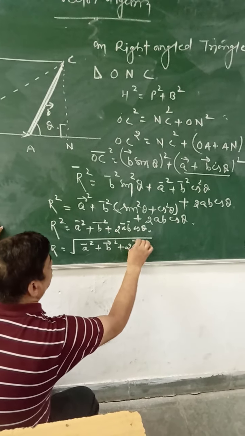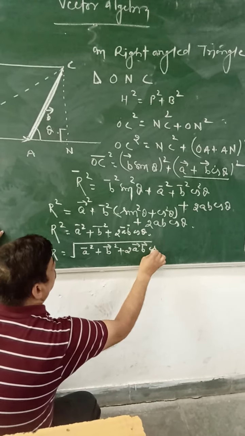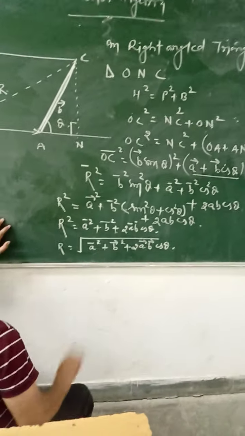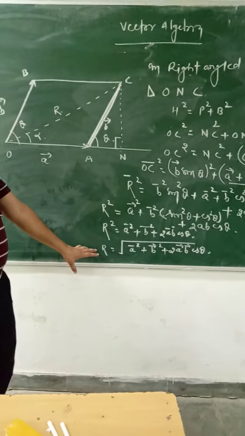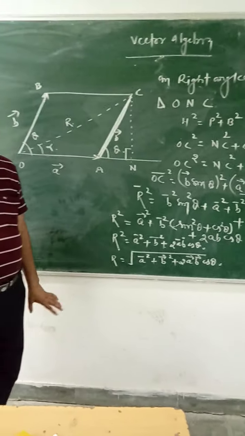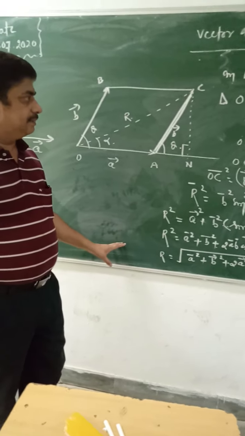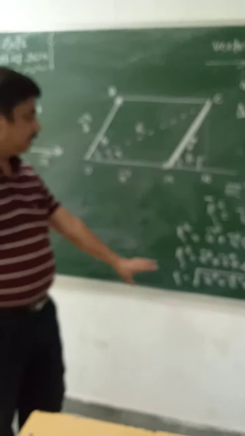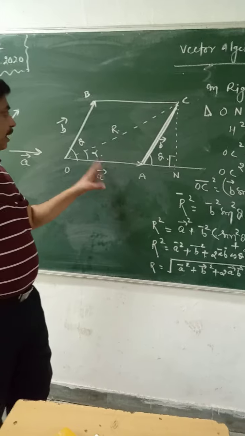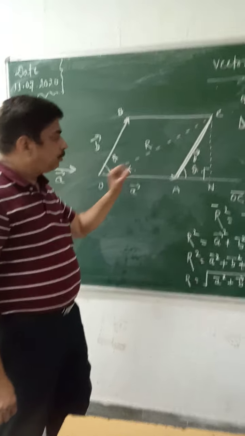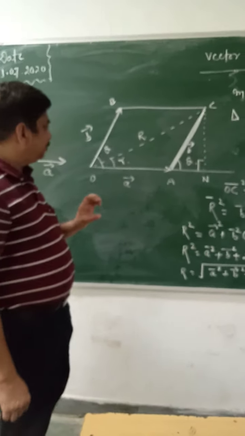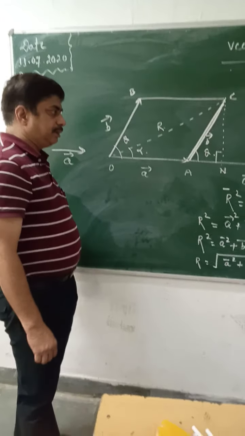This is the law of parallelogram, and with the help of this formula we can find the resultant of the two vectors by which the parallelogram can be made, and we have derived this one.